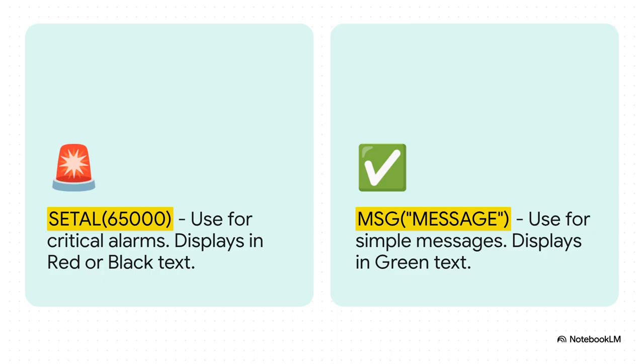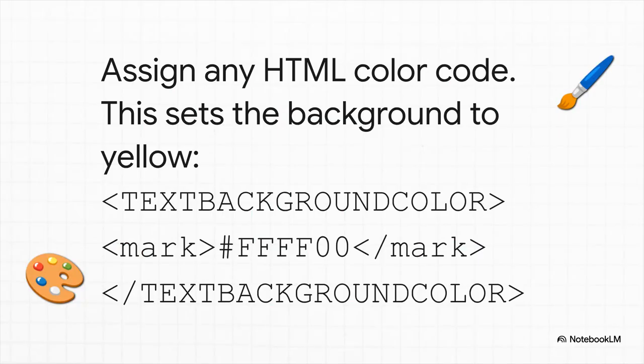You've got two main tools here. SetAl is for the serious stuff. It'll pop up in red and stop the cycle. But then you've got MSG, which is perfect for a friendly reminder to the operator, like, hey, check the part finish. That'll show up in a nice calm green. But what if red and green aren't enough? What if you want safety yellow? Well, you can. By tweaking a simple XML file, you can use any color you can imagine.